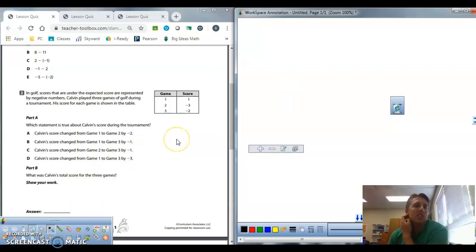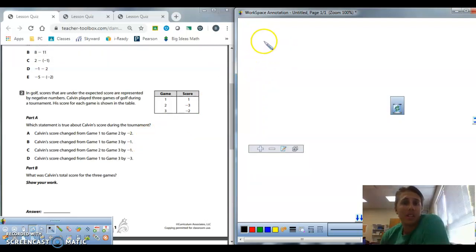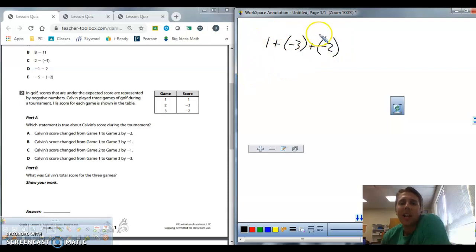Okay, what was his total score for the 3 games would be part B's question. So you would just add up all his scores and see what his total score would be. So you got 1 plus -3 plus -2, all right? Well, you can go ahead and add up the negatives. What's -3 plus -2? So you get 1 plus a total of -5.